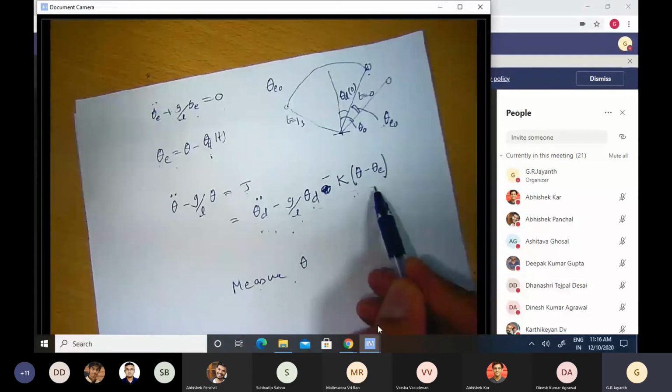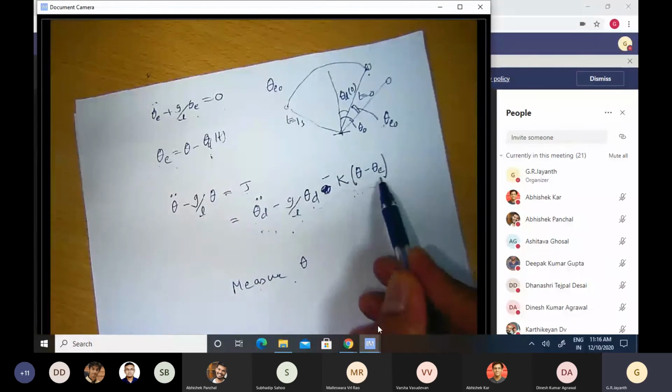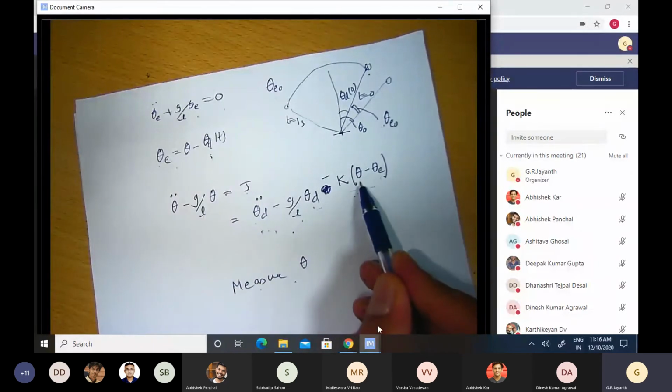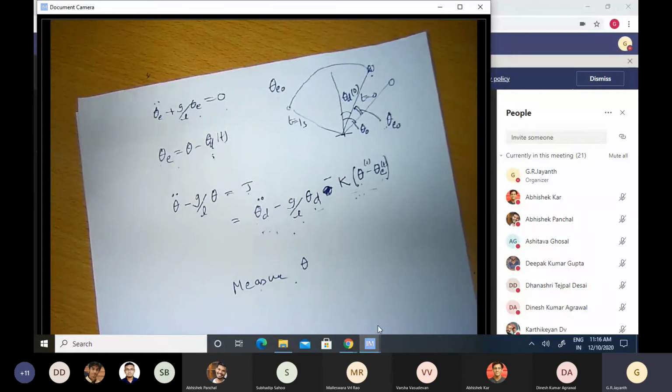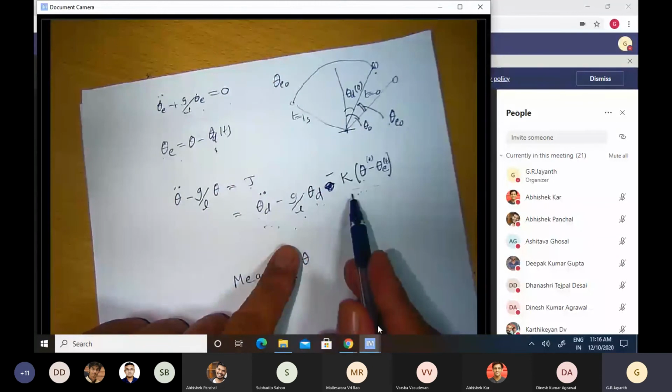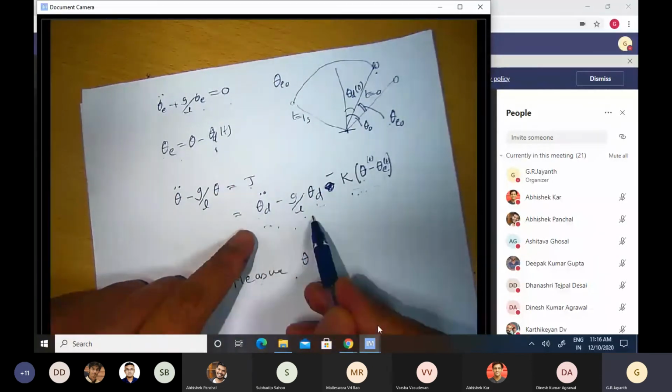I can generate a torque which is proportional to the error between the location where it ought to be and where it is located at this instant of time. So theta e of t minus theta of t. How will the dynamics change if this extra component of torque is added on top of what was already present?